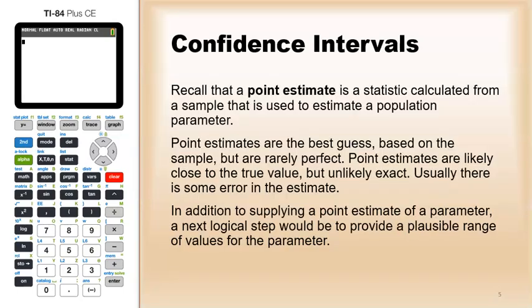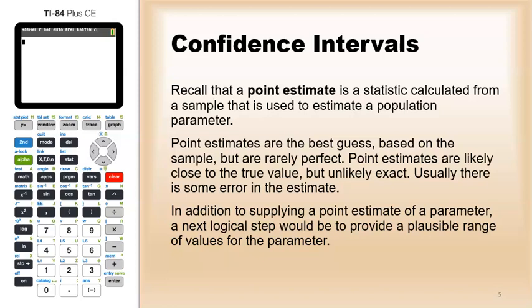Recall that a point estimate is a statistic calculated from a sample that is used to estimate a population parameter, whether a proportion, difference of proportions, or something else. Point estimates are basically your best guess from your sample, but they are rarely perfect.